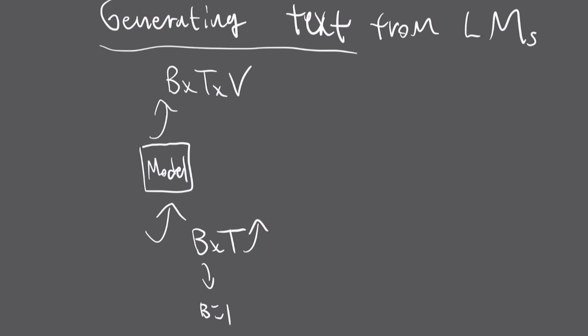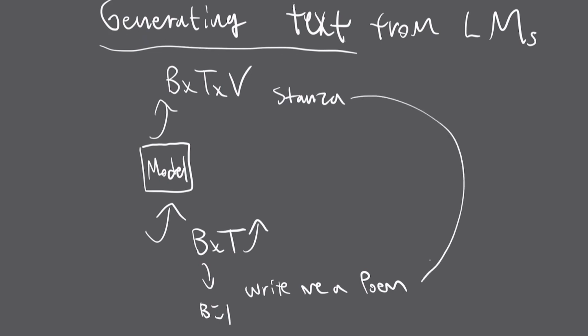So let's say the input was write me a poem. Let's say we had a bunch of probabilities that came out of the model, and the token that we ended up choosing to come next is stanza. Well, to generate text continuously from the model, we append or concatenate this word to the previous input. So now the input says, write me a poem stanza. And then this is going to be passed into the model.